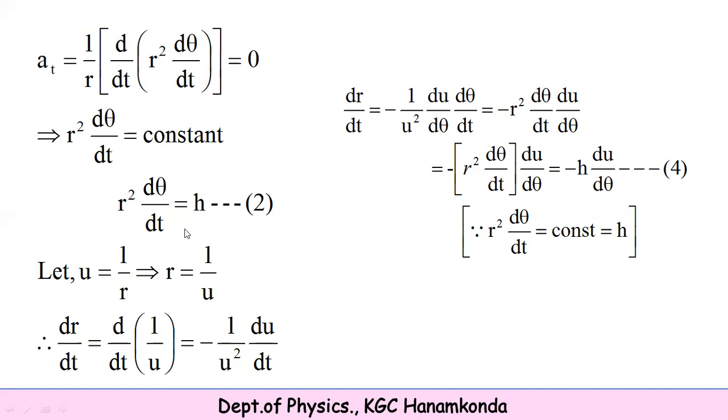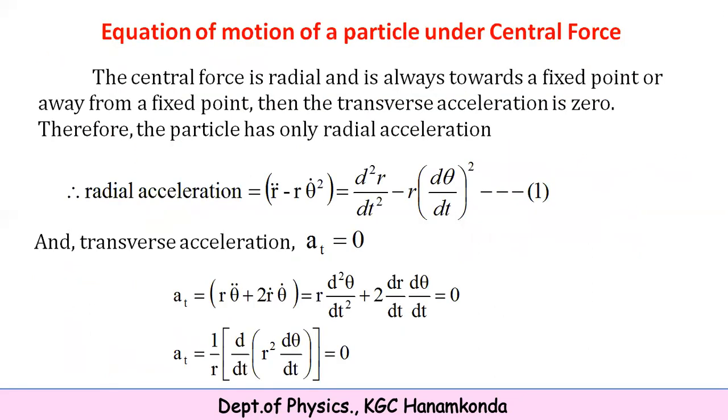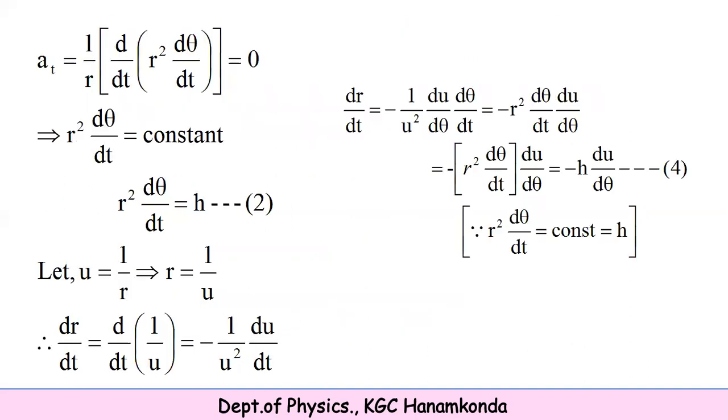So we have taken radial acceleration and considered that as equation 1, and taking transverse acceleration and equating it to 0, we got a quantity that is constant, r square into d theta by dt equals constant h. Say this as equation 2.